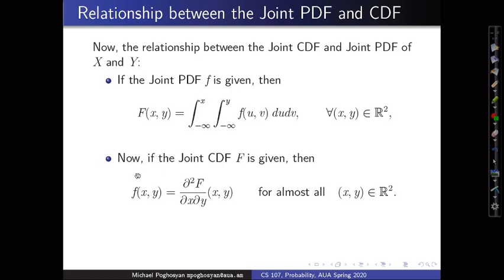Now, if we want to calculate small f, joint PDF, having the joint CDF F, we are just differentiating. If we calculate this mixed second order derivative of joint CDF, so d2F with respect to dx, then dy, this mixed partial derivative will give joint PDF. And this works for almost all points x, y. At some points, our joint CDF can be non-differentiable. So this holds for almost all.